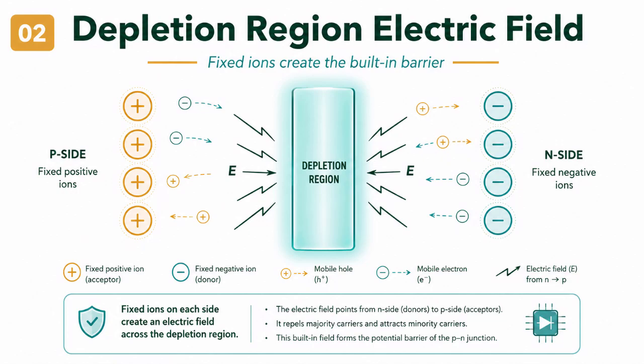We call this standoff boundary the depletion region because, while it is completely depleted of any mobile charge carriers, it acts exactly like a microscopic wall, a built-in potential barrier that violently stops any more electrons or holes from crossing, unless they get a solid push from the outside.